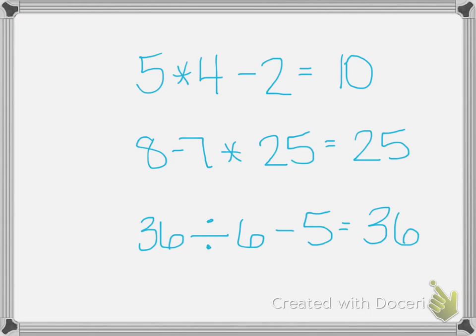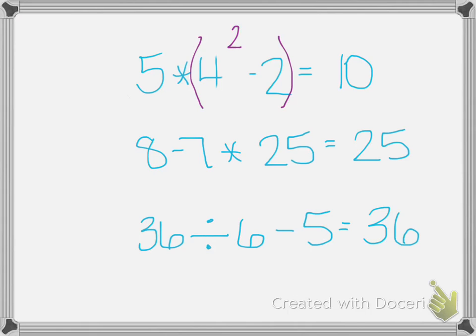Number 4 says insert parentheses to make the equations true. So for A, we have 5 times 4 minus 2 equals 10. If I put parentheses around the 5 times 4, that's 20. 20 minus 2 is 18, which means that is incorrect. Now, if I try putting my parentheses around 4 minus 2, 4 minus 2 is 2. 5 times 2 is 10. Therefore, that is where the parentheses belong.